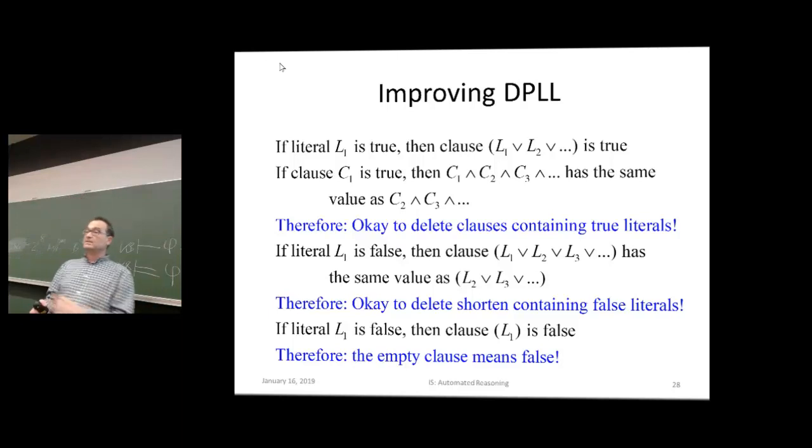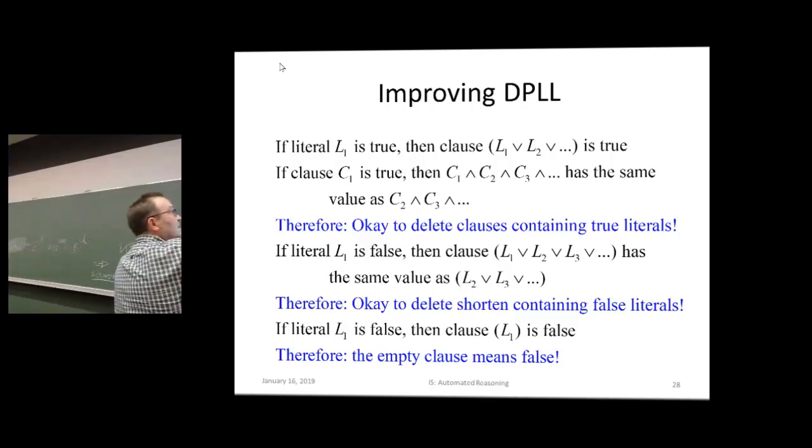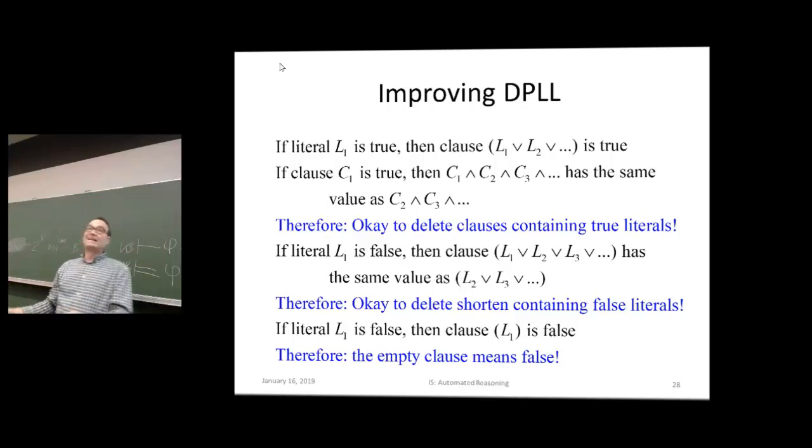So here are some observations. One of them is that if we know that the literal is true, then we also know that the clause in which it is contained is true. Another observation is that if I know that a clause is true, then I can simply remove it from the list of clauses. So these are two important observations, because it basically means that if we have true literals, we can simply delete the clauses in which they occur.